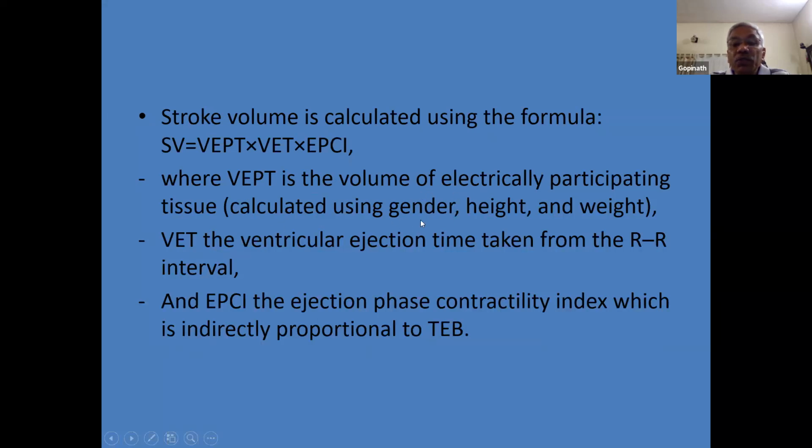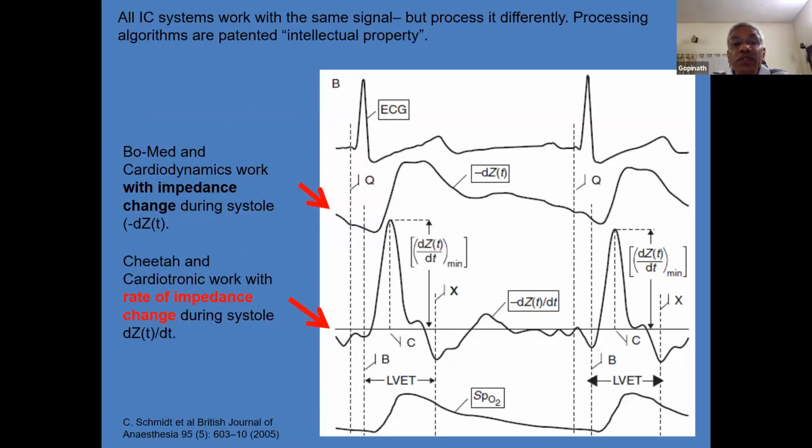you use all these factors like height, weight, gender, so that you can come to this value. And the VET is the ventricular ejection time taken from 2 RR intervals. And the ejection phase contractility index is then used as indirectly proportional to the thoracic bioimpedance. So these are all the various factors that are taken in for bioimpedance.